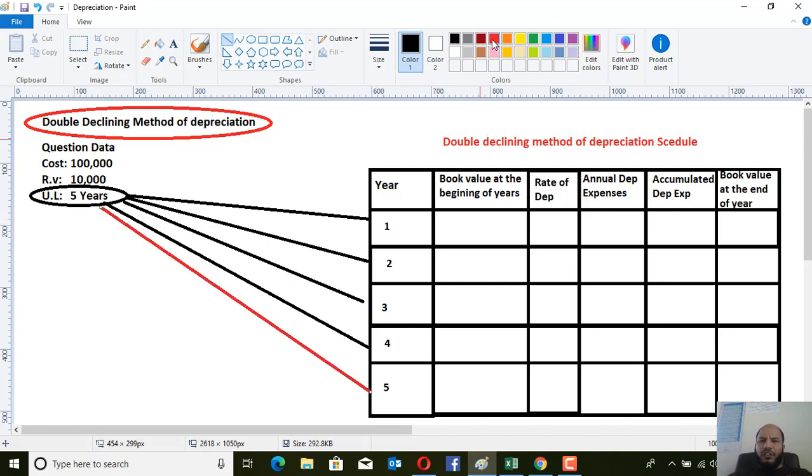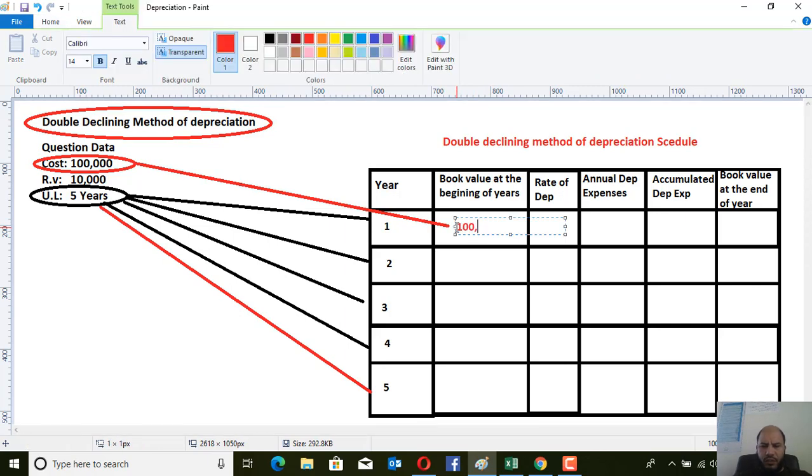Along with this, dear students, we have the cost of the asset. See, the cost of the asset is 100,000. So this is year 1, and in year 1 the cost of this asset is the same 100,000 rupees. We will write down over here 100,000 rupees. This is the cost of the asset, and we may say that this is the beginning value of the asset in year 1.